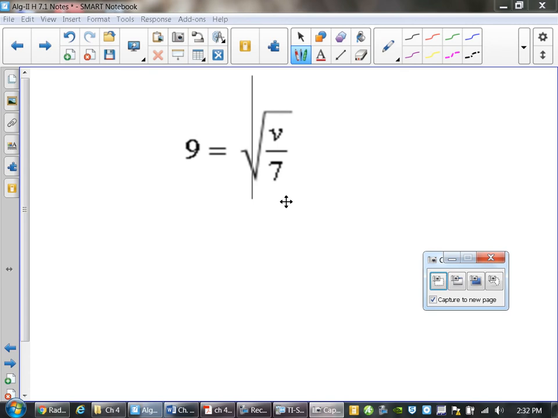What would you do? Times that by 7. So what do you do first? Square both sides. The reason you square both sides is because this is the same as 9 equals x over 7 to the half power. And then you square it. So 81 is x over 7.